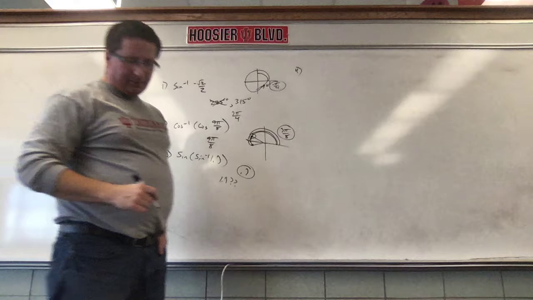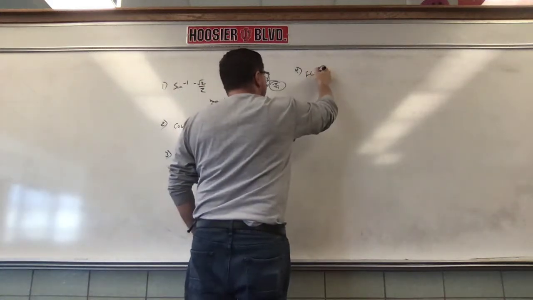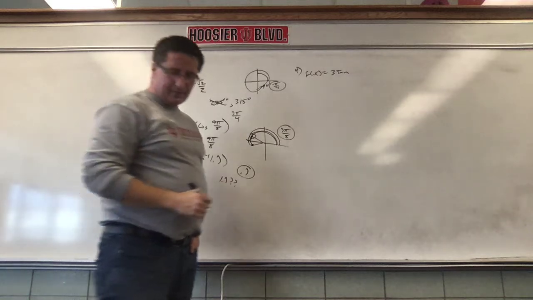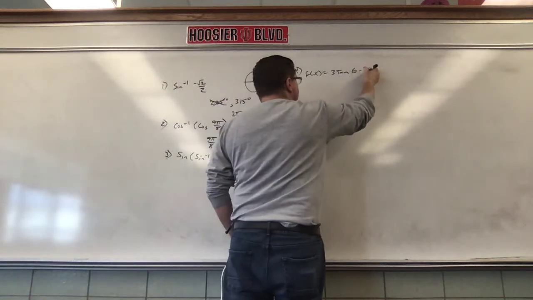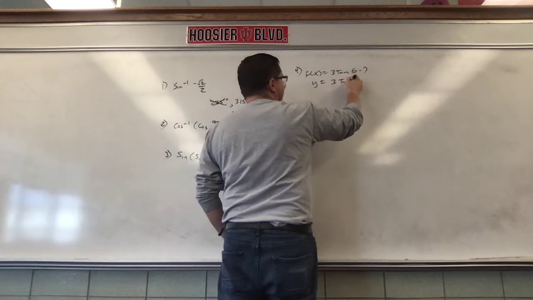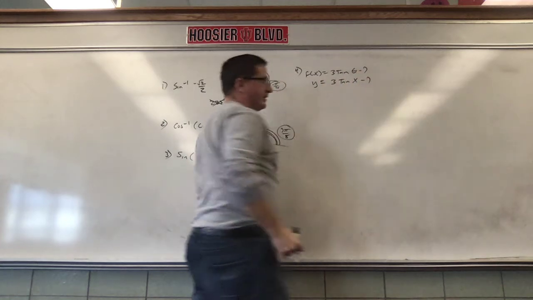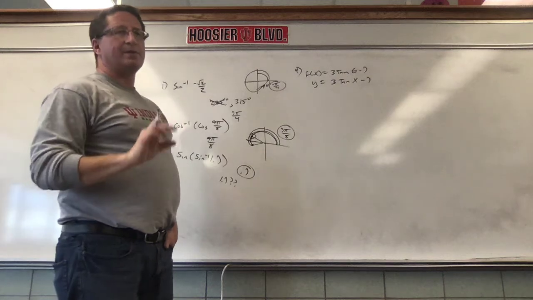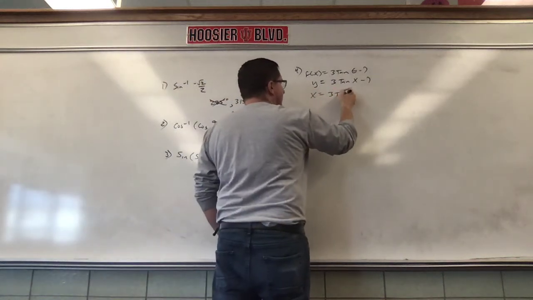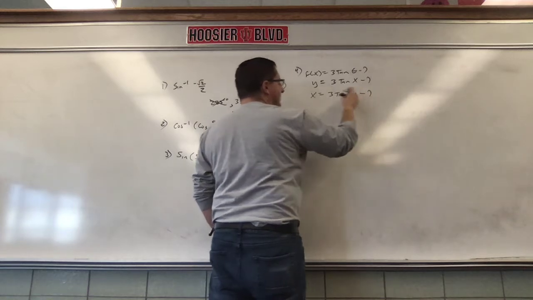Find the inverse of f of x is 3 tangent of theta minus 7. Okay, so first I'll make it y equals 3 tangent. I'm going to make that an x. It doesn't really matter, okay? Now to find the inverse, remember you switch x and y. Change f of x to y, then change x and y. So x equals 3 tangent y minus 7, and then solve for y.